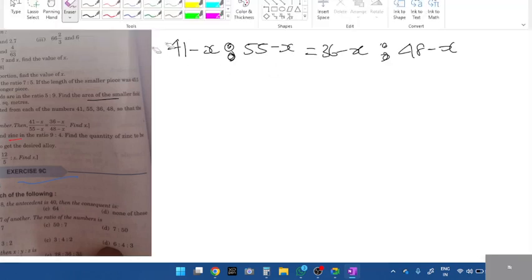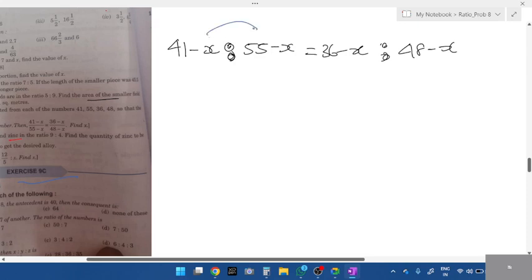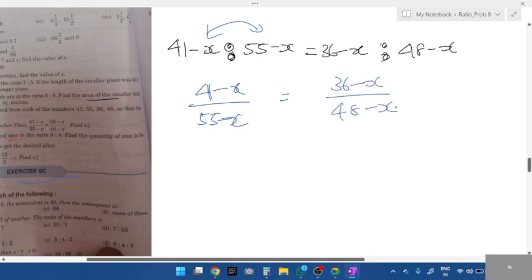Next. There are two ways to write. In the textbook, they've given these two. These two are ratio, right? 41 minus x divided by 55 is equal to 36 minus x divided by. Okay. Then how do you solve when denominators are there? Cross multiply. You can't take LCM here. What do you get?